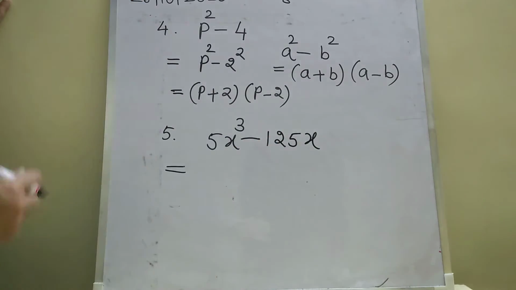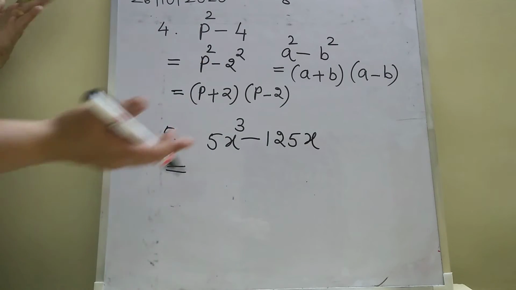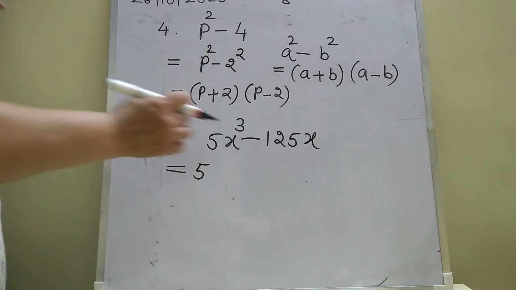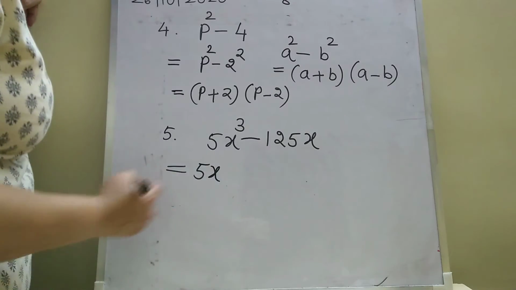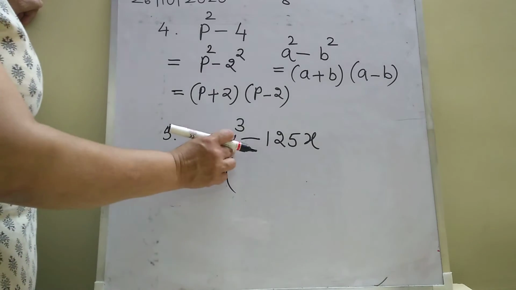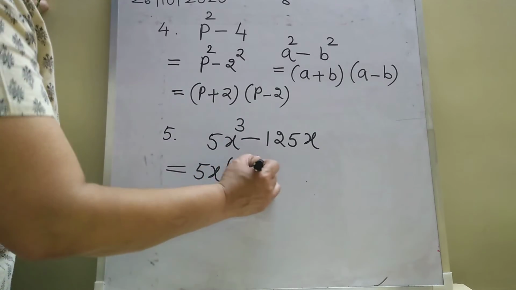Let us see what is the example. Now 5 and 125, what is the GCD? Of course 5, the smallest number, that we are taking outside. Now x cube and x, which is the lowest power? So x, correct? Now what is going to come inside? Think about that. 5 is already there. Out of x cube, x is outside, I am going to get x square, correct?